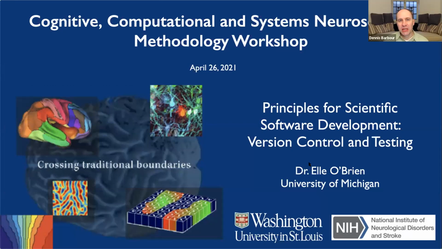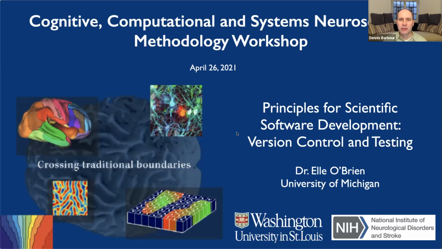In the interest of starting on time, I'm going to begin this session of the Cognitive, Computational, and Systems Neuroscience Research Methodology Workshop. I'll give a brief introduction and then reserve the rest of the time for our guest speaker today, Dr. Elle O'Brien. Just as an orientation, as everyone's trickling in to this particular workshop series, this is a new component of CCSN. It's focused on how to conduct high quality research.